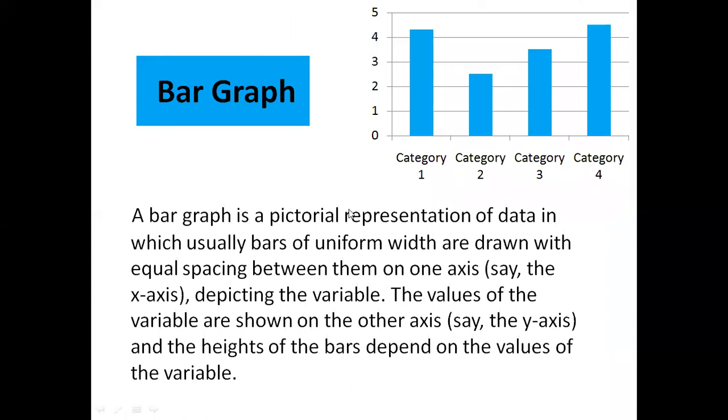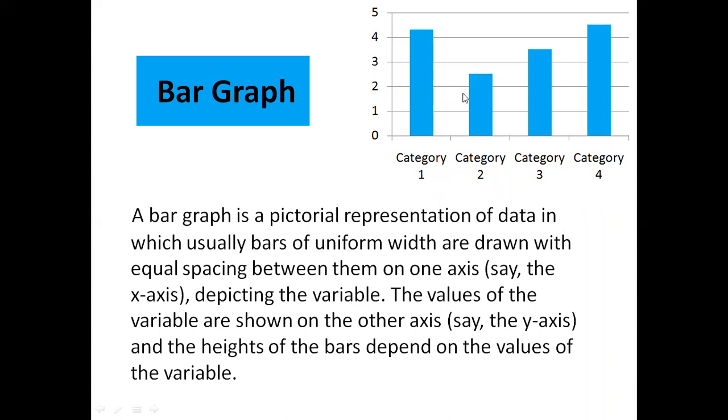So we know that a bar graph is a pictorial representation of data in which usually bars of uniform width are drawn with equal spacing between them on one axis, say the x-axis depicting the variable. So here we can see that there is equal spacing between them. This will be one bar of equal width, here also it will be equal, here also it will be equal, whatever width we are taking, it will be the same throughout.